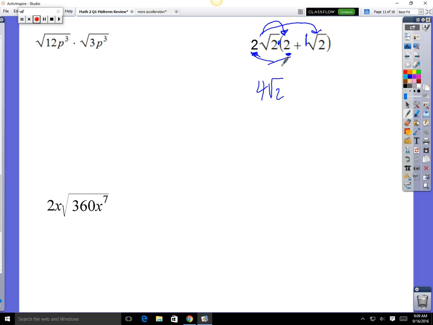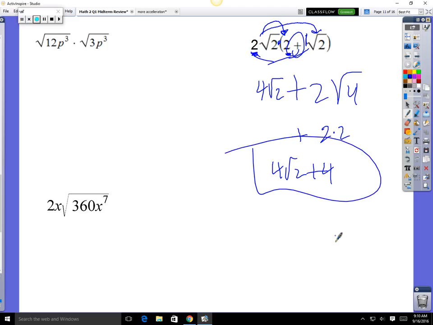And coefficients, 2 times 1. So there's going to be a plus in between them. 2 times 1 is 2. Square root of 2 times square root of 2 is square root of 4. And square root of 4 is 2. So this is really 2 times 2, which is a rational number 4. And this is 4 square root of 2. There we go. Okay.